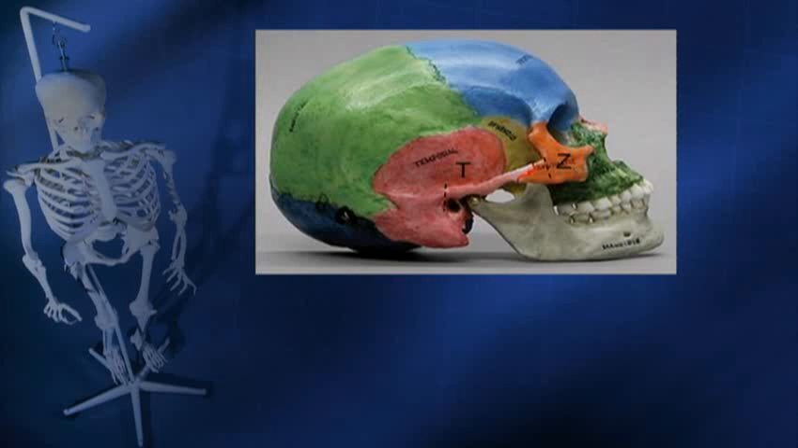If you look in this slide, we have a color-coded example of a skull. And if you look closely on the skull there, you're going to see a pink bone that has a T superimposed on it, which is short for your temporal bone. You also will see an orange bone that has a Z superimposed on it, which is short for your zygomatic bone or your cheekbone. Now, if you look closely, we want to name parts of each of those bones.